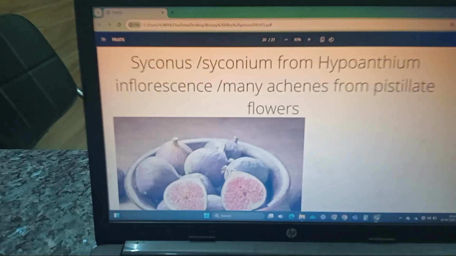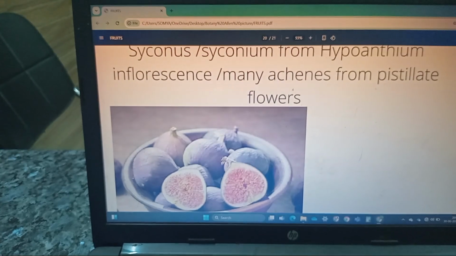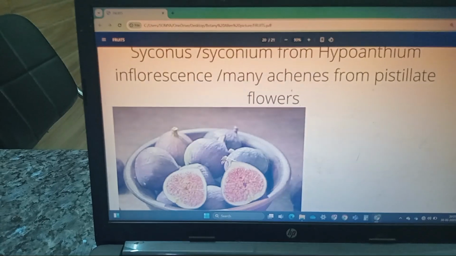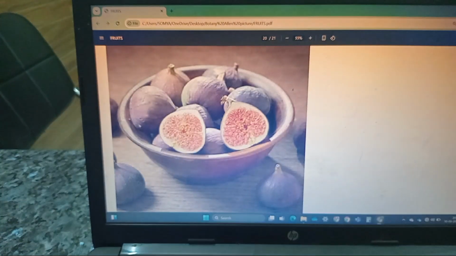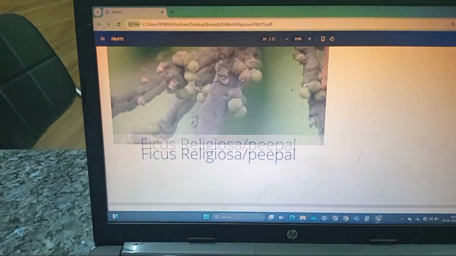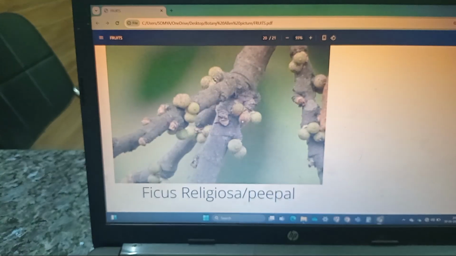Last is syconus. Syconus develops from hypanthodium. You have seen the hypanthodium in the fig, that is the anjeer. This fruit is called a syconus. Right? So this was about the fruits. Okay. Thank you.